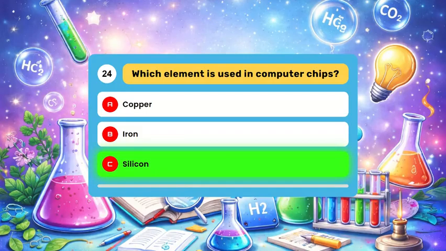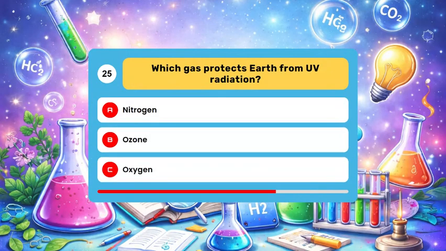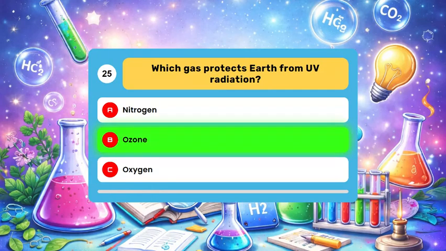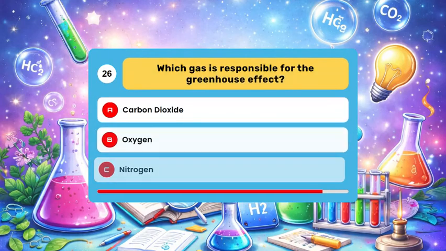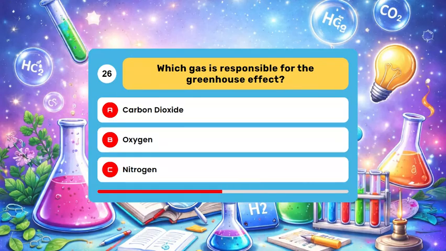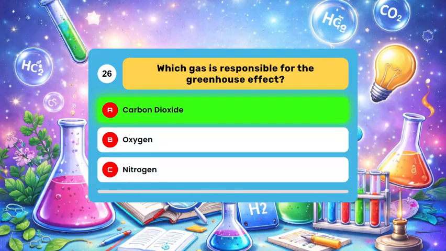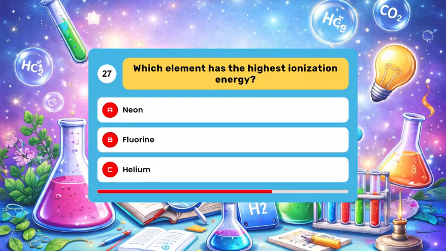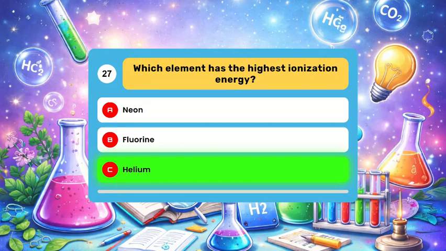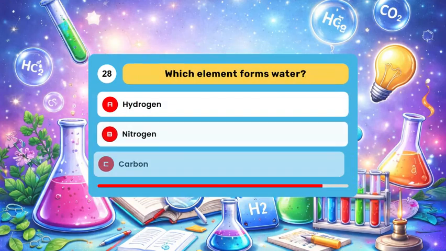Silicon. Which gas protects Earth from UV radiation? Ozone. Which gas is responsible for the greenhouse effect? Carbon dioxide. Which element has the highest ionization energy? Helium. Which element forms water?